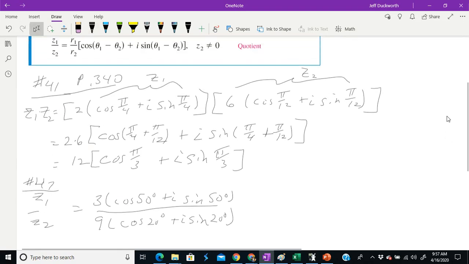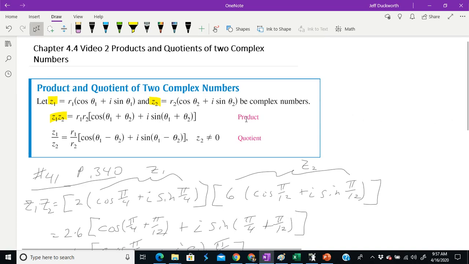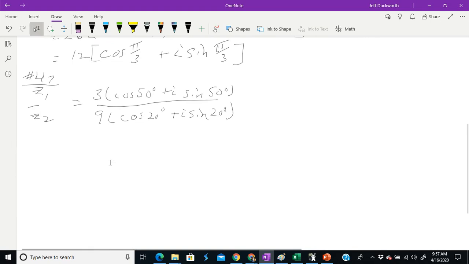Okay, so let's scroll up. So now instead of adding them, we're subtracting the different angles. Subtracting instead of adding. And instead of multiplying, we are dividing. That's it. That's the difference between the two. So let's go down and take care of that. Okay. So we can convert 3/9 to 1/3.